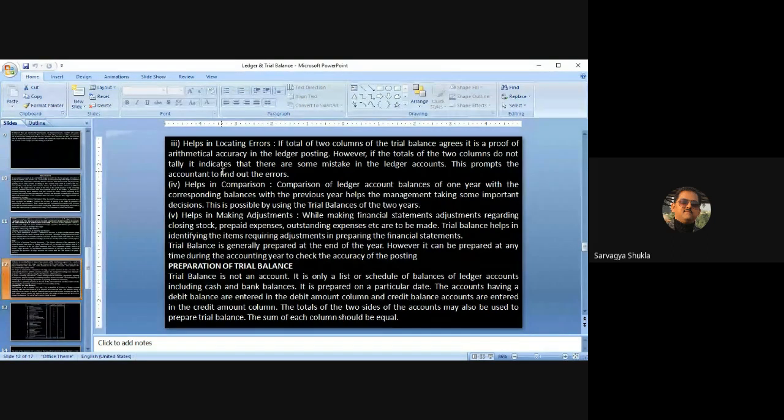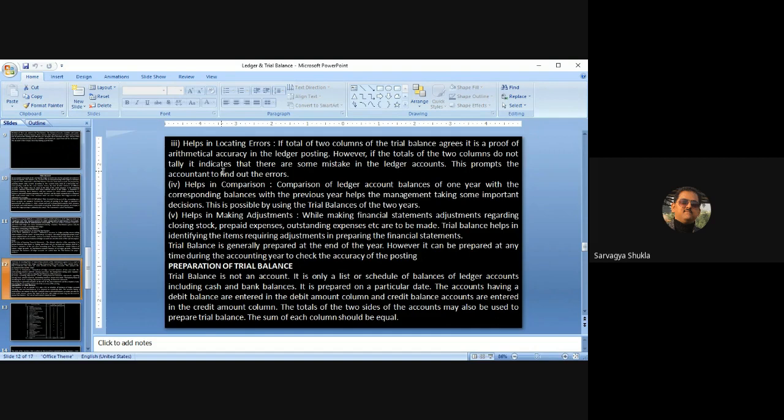Next, it helps in comparison. Comparison of ledger account balances of one year with the corresponding balances of the previous year helps the management in taking some important decisions. This is possible by using the trial balances of the two years.